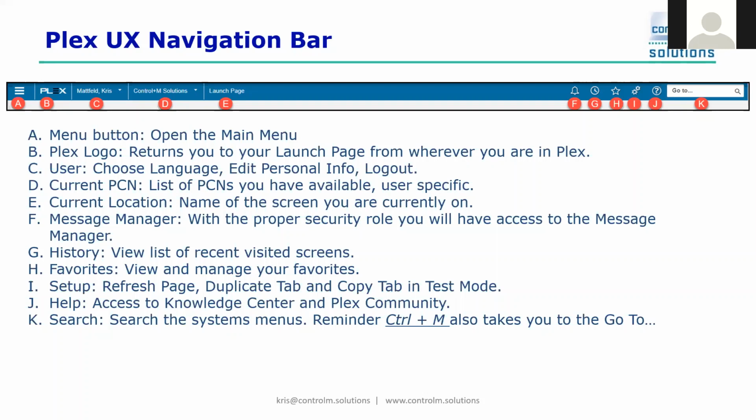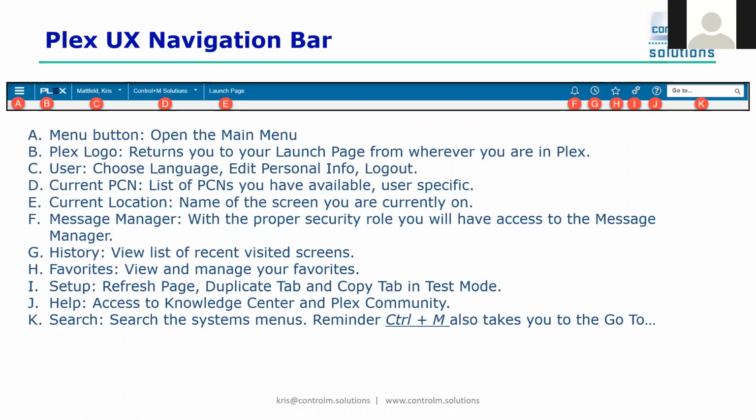And beside that is your name. From here, you can choose your language, edit your personal information, and also log out, which I recommend you use. It helps clean up the system when you go out. Then you can see, as I showed before, the PCN that you are in. And I'm going to walk you through how to set that as your default. And beside that, you can see that you have the launch page. So as you navigate through Plex, you would see what page you were on.